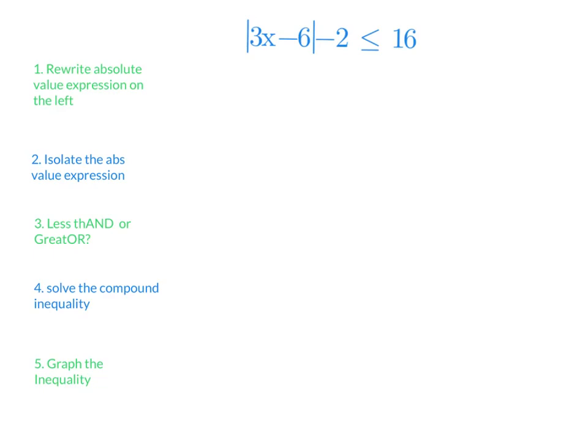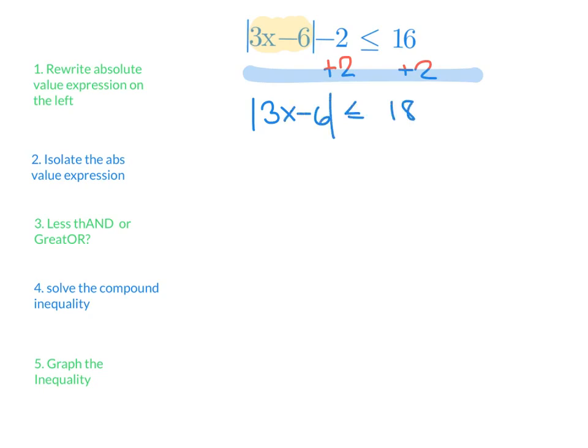In this absolute value problem, the absolute value part is already on the left, so I'm going to jump into isolating the absolute value expression. And again, when I say isolate, I mean you need to get this part here by itself. So I do that by adding 2 to both sides, which gives me the absolute value of 3x minus 6 is less than or equal to 18. Now that it's isolated, I look at the symbol. The symbol is less than.